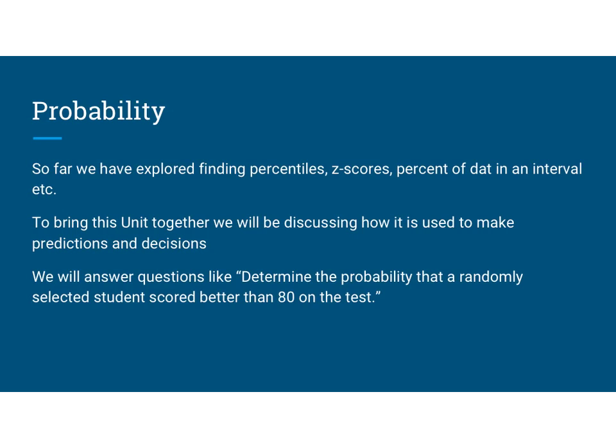Alright, as far as probability goes, so far we've explored finding percentiles, z-scores, percent of data in an interval. So like if I said it's above or below a certain amount, we've been able to find that. To bring this unit together, we'll be discussing how this is actually used to make predictions and make decisions. So we'll answer questions like, determine the probability that a randomly selected student scored better than 80 on the test. And so what you would do is, if they're normally distributed, you'll use your z-score to figure that out.